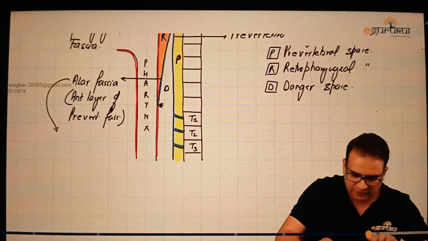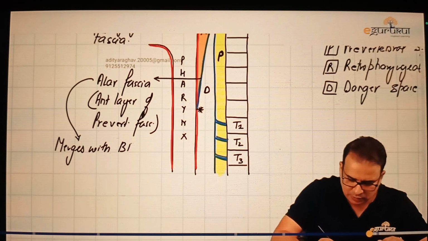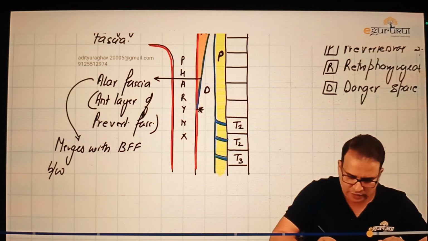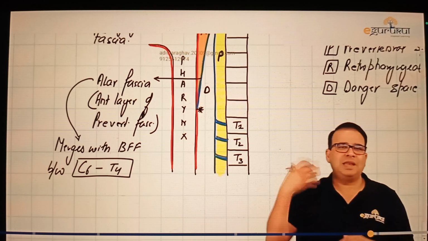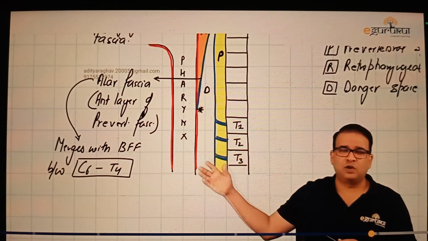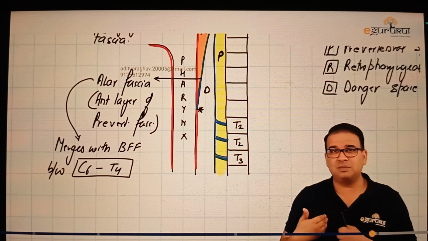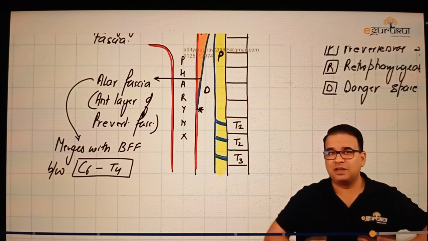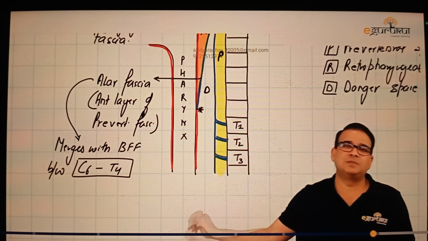So you can just note that also, this alar fascia merges with buccopharyngeal fascia between C6 and T4. So you cannot pinpoint it. The fusion can be seen anywhere between C6 to T4. In that case, you might argue that, okay, if it is going to T4, then obviously the retropharyngeal infection can also come into the mediastinum. Yes, it can, but it is still the superior mediastinum because the posterior mediastinum starts after T4 only. So it can still only go into the superior mediastinum, not the posterior. Posterior mediastinum infection, only the danger space can reach there.